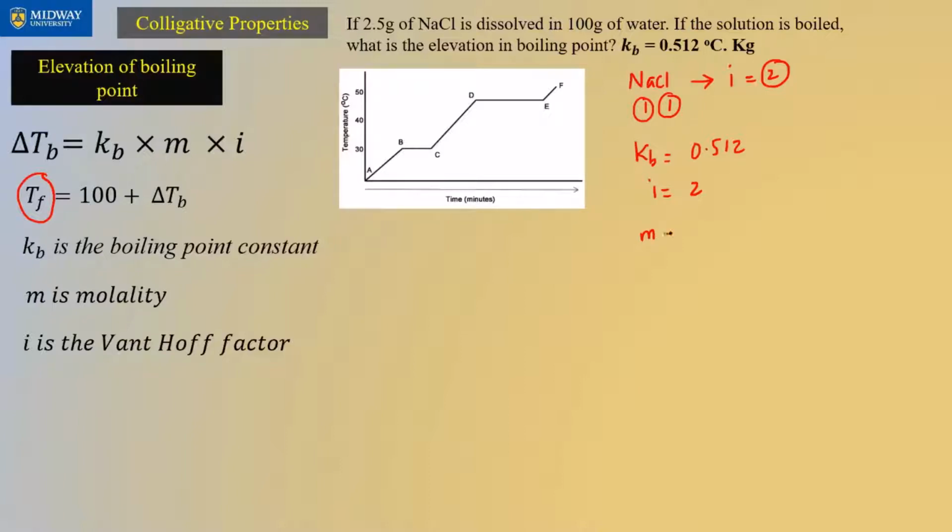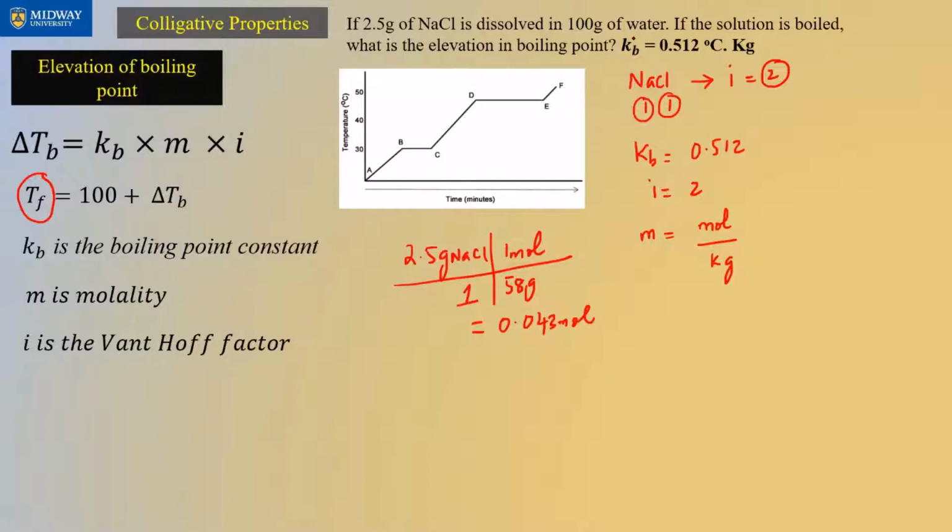What is m? Molality. What is molality? It's moles over kilograms, right? So I know 2.5 grams of NaCl. I've got to get the moles of it. So I think sodium is 23, chlorine is 35, so it's 58 grams over 1 mole. As I said, all of this stuff is very, very easy. It doesn't require a whole lot to do, so it's 0.043 moles.